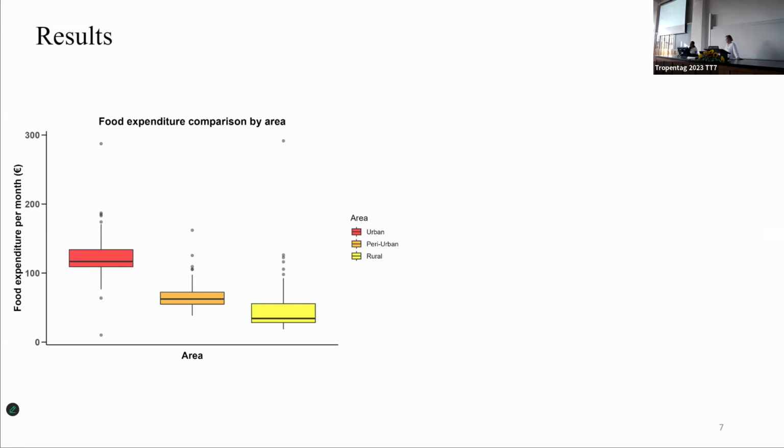The food expenditure is highest in urban, with an average of 116.6 euros per month per household, whereas in rural it's 36.4 euros per month per household, and peri-urban is 66.8 euros.